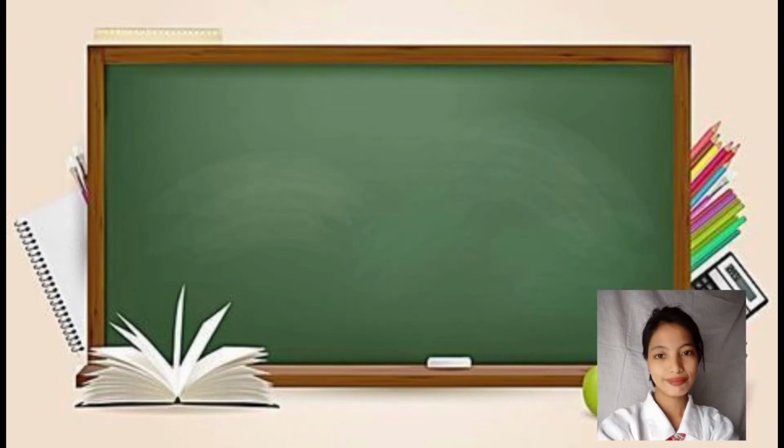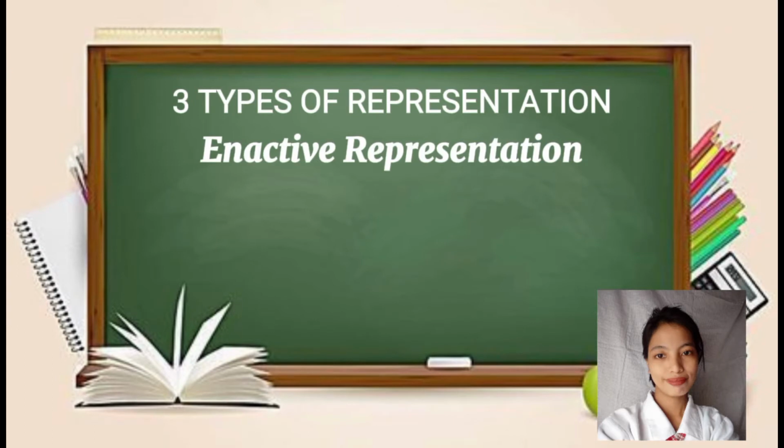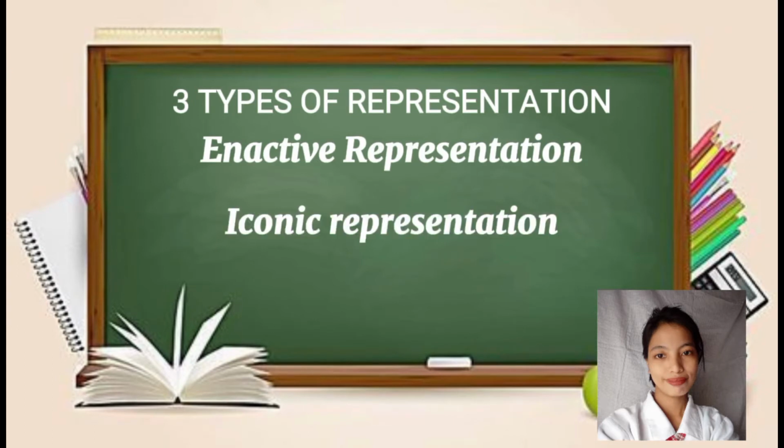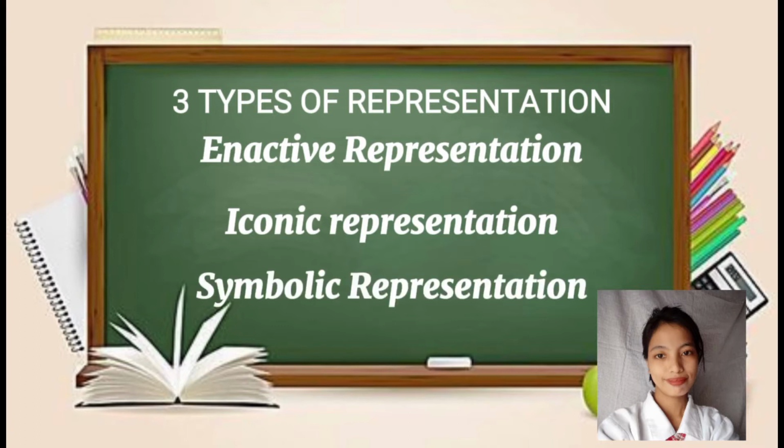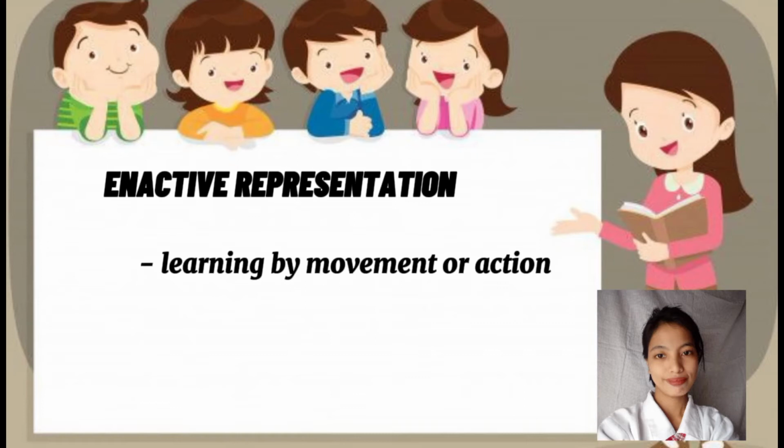There are three types of representations: enactive representations, iconic representations, and lastly, symbolic representations. But first, let us discuss the enactive representation. The first type of representation is called enactive representation. This type of representation happens from birth to 1 year old. At the earliest age, children learn about the world through actions and physical objects and the outcomes of these actions. For example, the child showing you how to float in the water without explaining it.